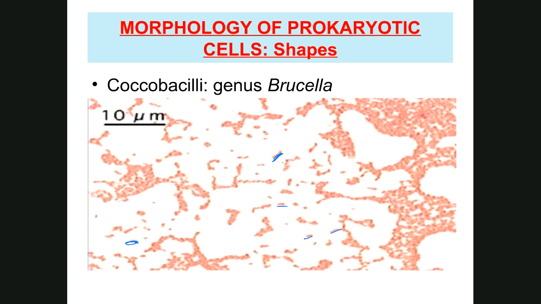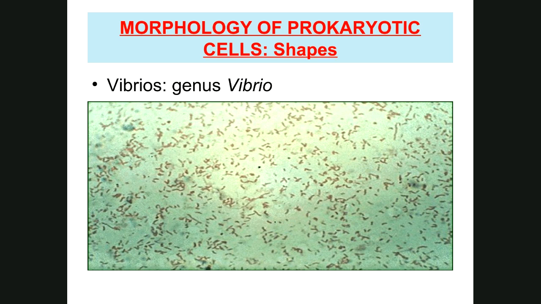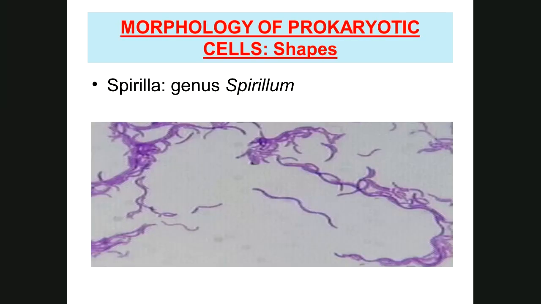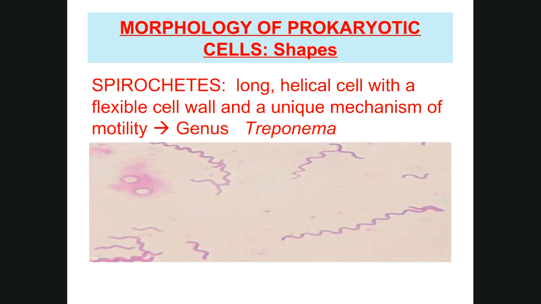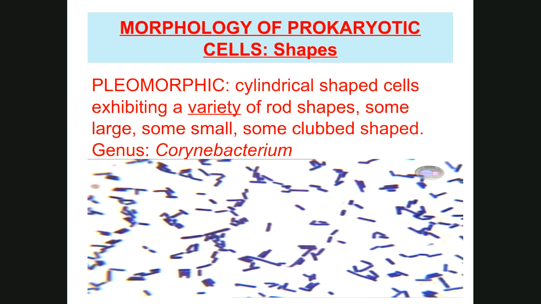And yeah, it is sometimes hard to see. Vibrio, we're not going to have vibrios, so don't worry about vibrios. It's not a common shape. Spirillums, those are the curved ones. Spirochetes are even more curved than spirilla. This one is a different kind of shape.